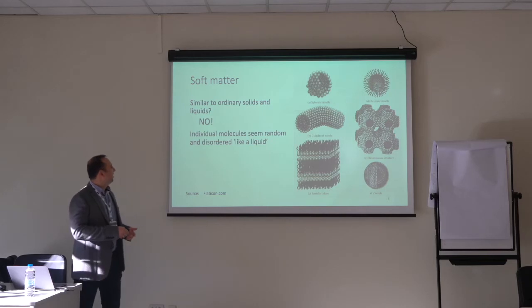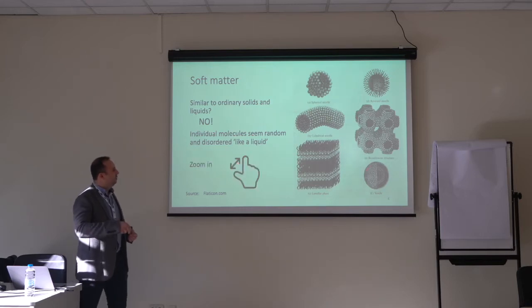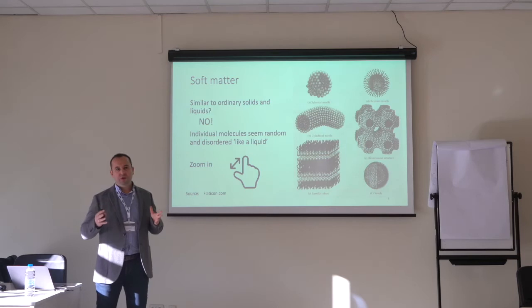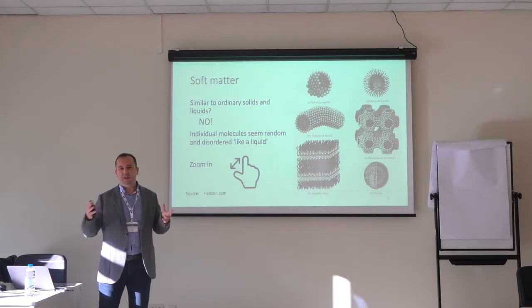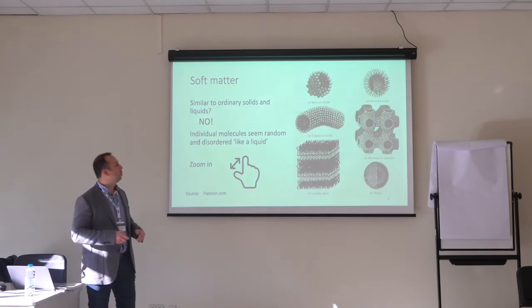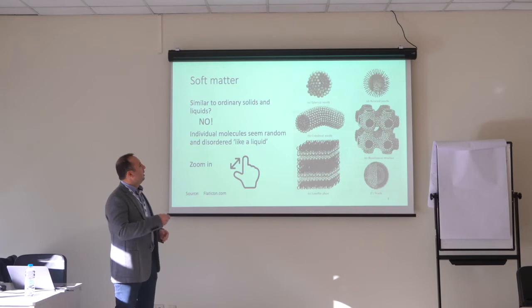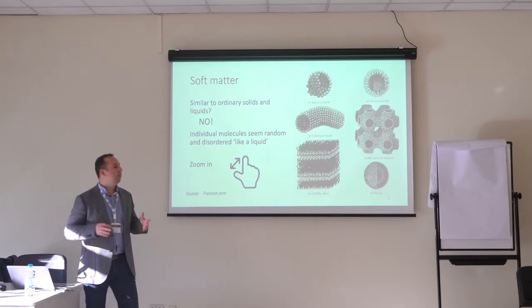No. The definition of soft matter is that the individual molecules seem random and disordered like a liquid, but if you zoom in, you end up with a more ordered structure. The intrinsic or material properties of soft matter, on the macroscopic scale, you can think of as more amorphous or randomly distributed, but if you narrow your length scale and zoom in, you end up with more ordered structures, which are formed through self-assembly procedures.